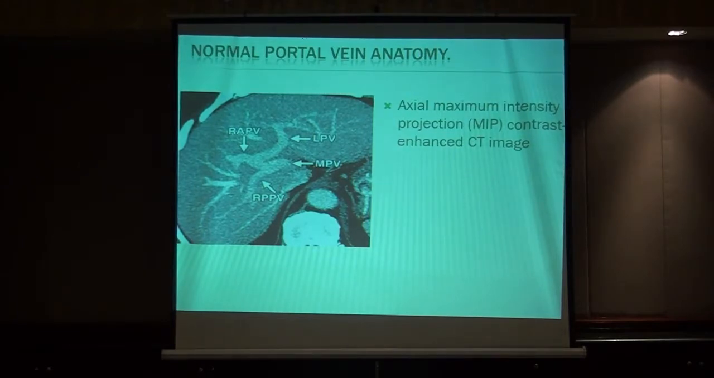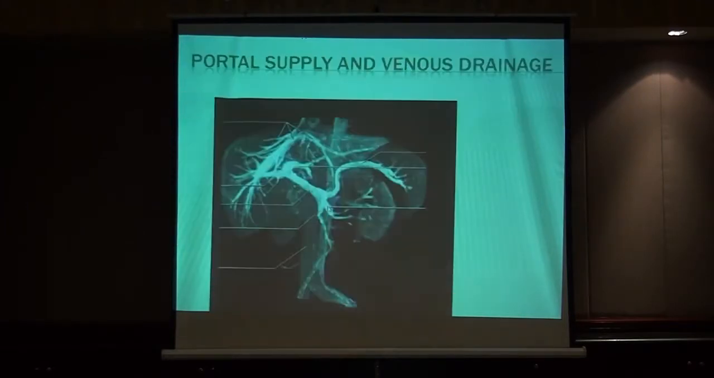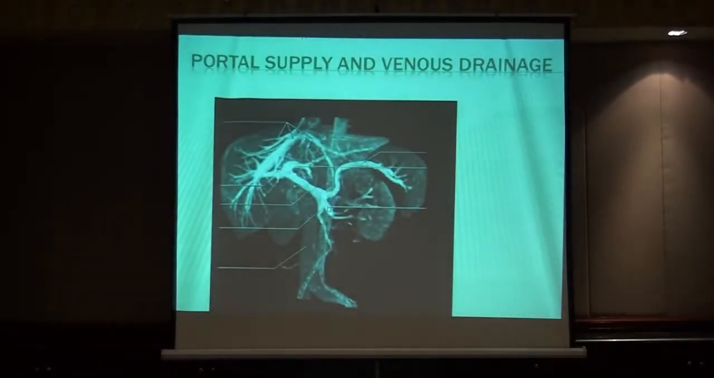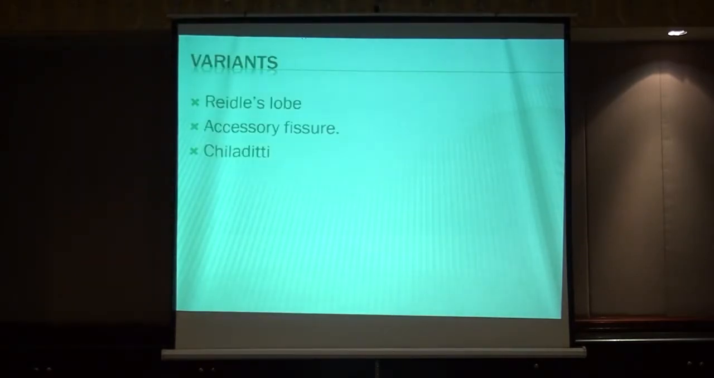This is an axial maximum intensity projection contrast enhanced CT, which shows the intrahepatic portions of the portal system. The main portal vein divides into left portal vein and right portal vein, where the right portal vein divides into the right anterior portal vein branch and right posterior portal vein branch. This image shows the venous drainage, where the middle, left and right hepatic veins drain the blood from the liver to the inferior vena cava.